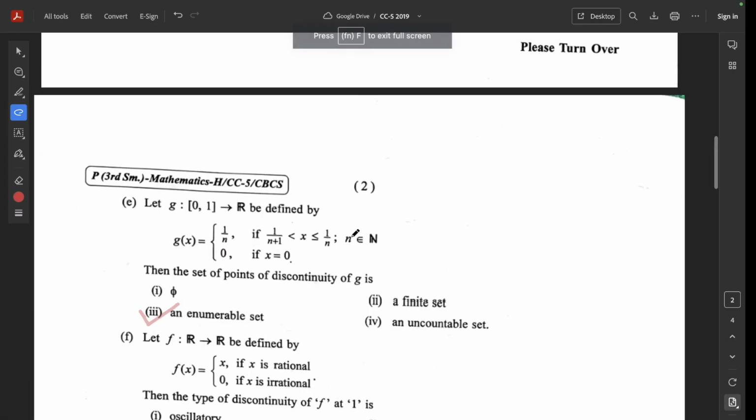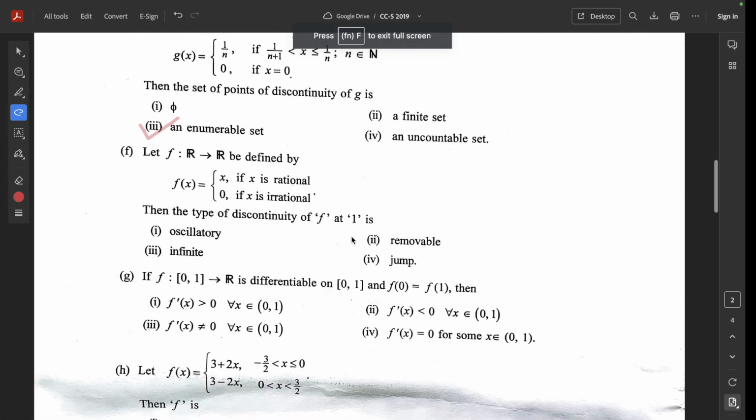Next question. Question F. Let f map the set of real numbers R to R be defined by f(x) equal to x if x is rational and 0 if x is irrational. The type of discontinuity of f at x equal to 1 is the question, and the answer is 1, oscillatory discontinuity.